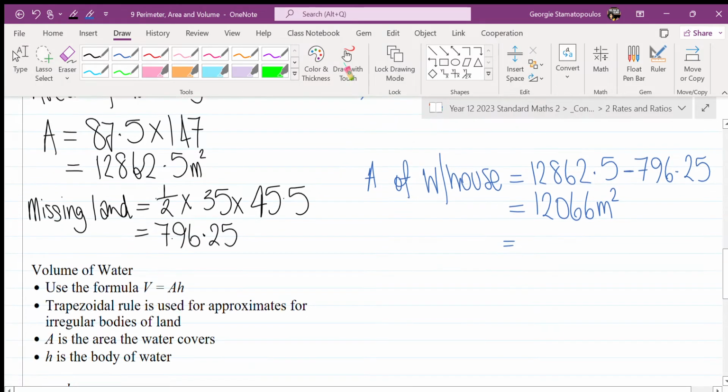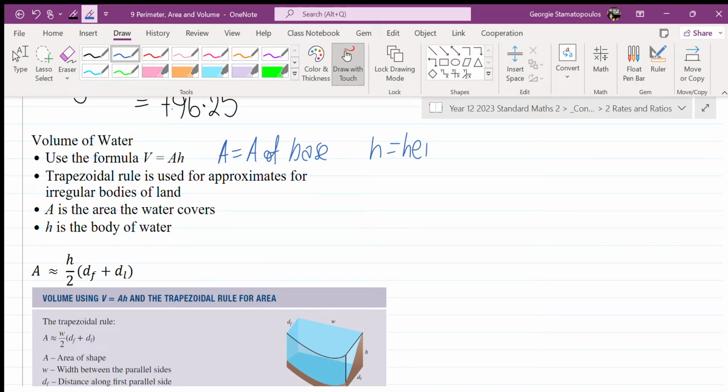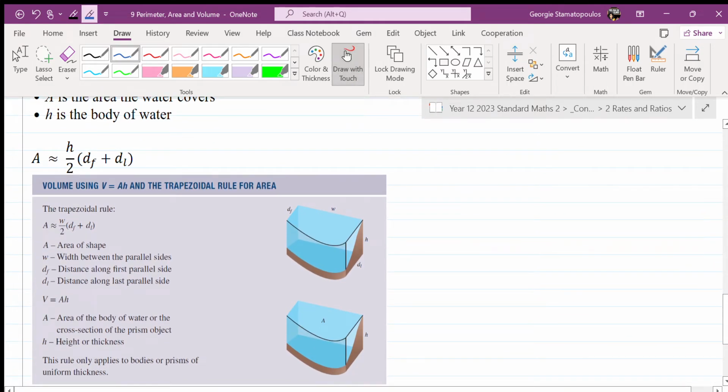So now we move on to volume of water. We use the formula volume equals area of the base times the height. Now for irregular bodies of land like lakes, ponds, whatever, we use what's called the trapezoidal rule. So A is the area the water covers, H is the body of water. There's two different ways of seeing it, so I've done both for you.